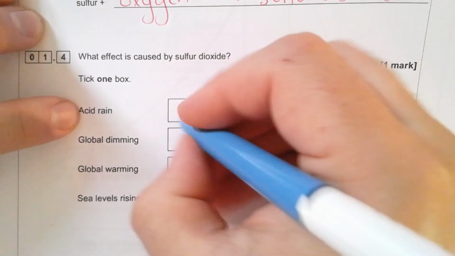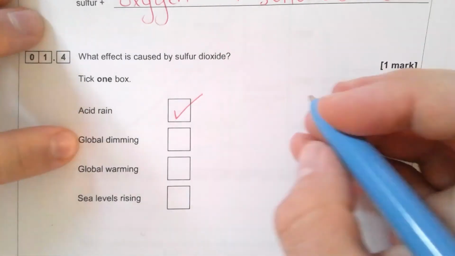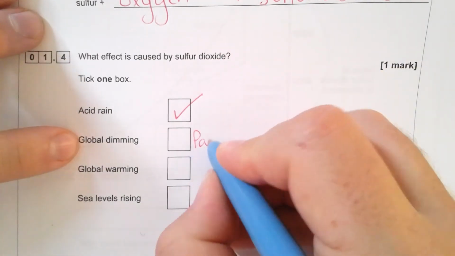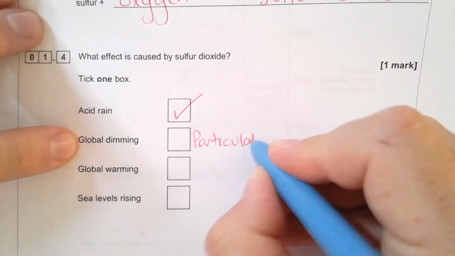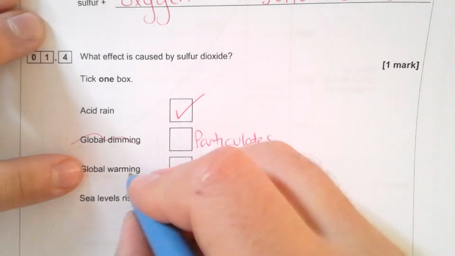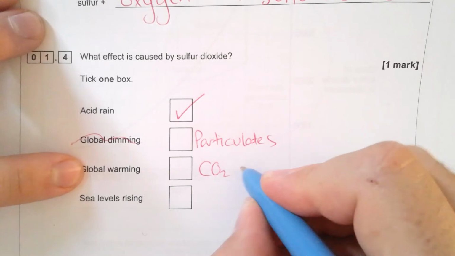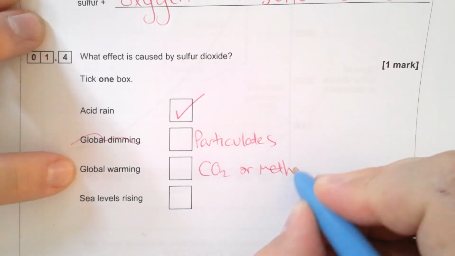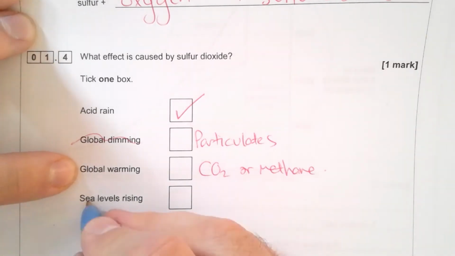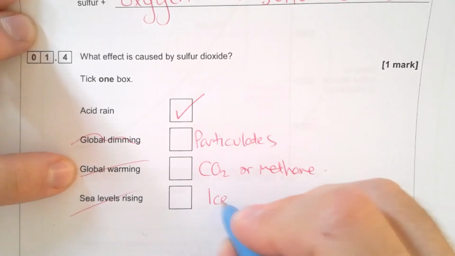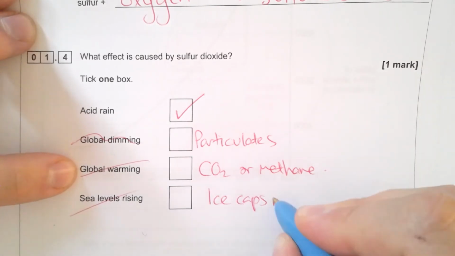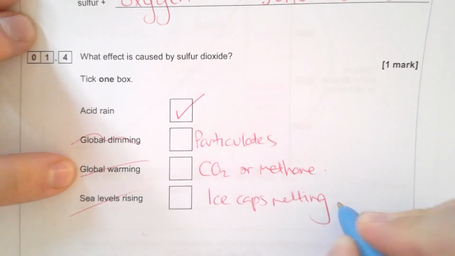And what effect is caused by sulfur dioxide? Acid rain is caused by sulfur dioxide. Global dimming is caused by particulates, so it can't be that one. Global warming is carbon dioxide or methane, and this one's due to ice caps melting. So yeah, it's got to be acid rain.